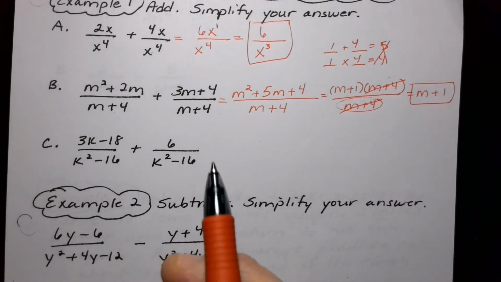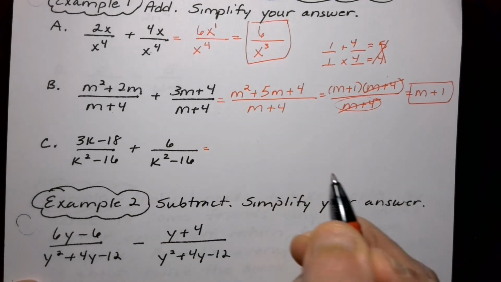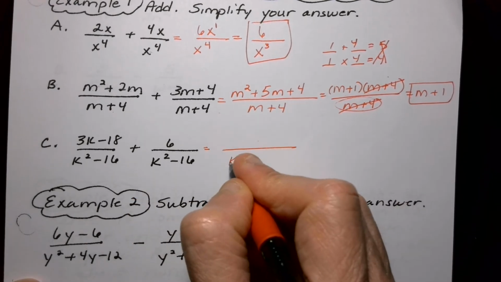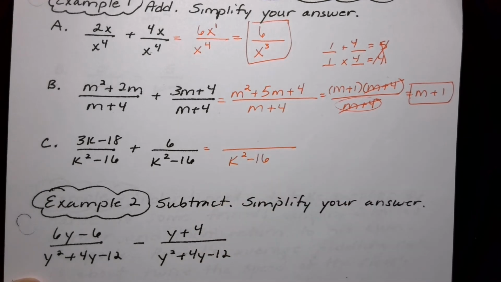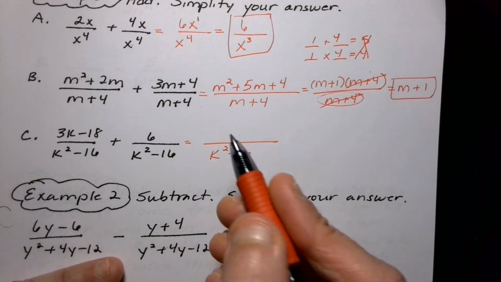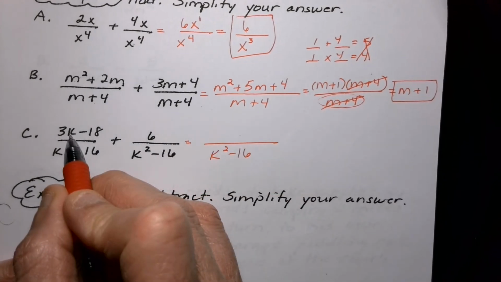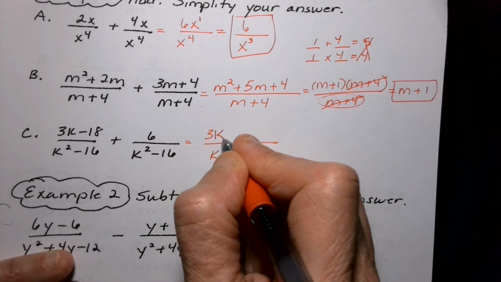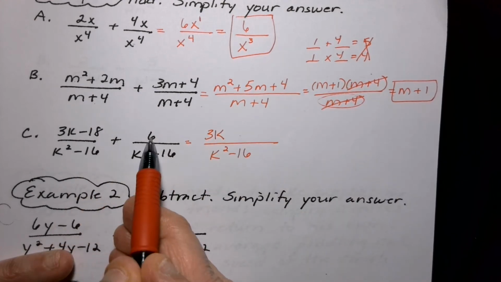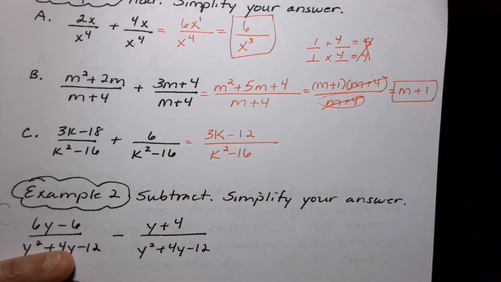Okay, again, another example where the bottom is the same. So we will go ahead and keep the bottom the same. We're going to put it together first, then we try to simplify. So when I look at the top, are there any other 3k's, or any other k's, I mean? Nope. Let's put 3k. Negative 18 plus 6, I can put those together. Those are whole numbers. So a negative 18 and a positive 6 is a negative 12.